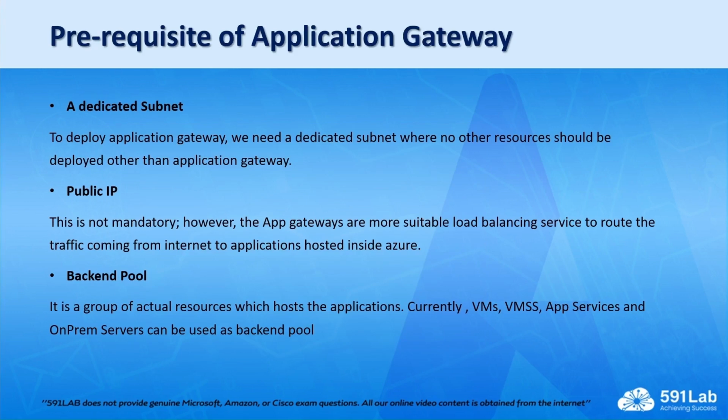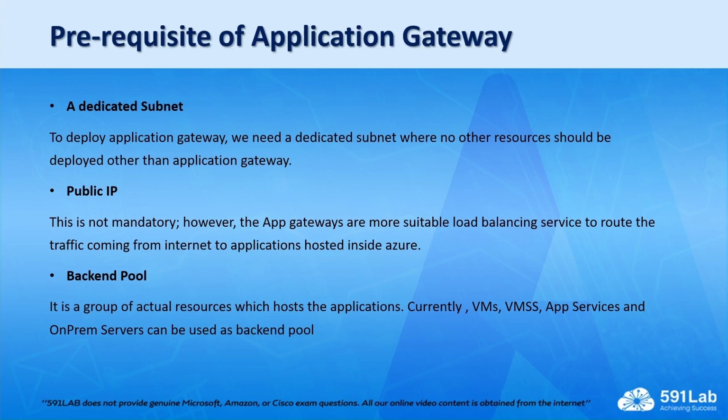First prerequisite is a dedicated subnet. To deploy Application Gateway, we need a dedicated subnet where no other resources should be deployed other than the Application Gateway. So we will have a virtual network, and inside that virtual network, we are going to create a subnet, and we are not allowed to deploy any resources like virtual machines or virtual machine scale sets inside that particular subnet. One subnet must be dedicated to Application Gateway. We need to understand that in that subnet we can deploy more than one Application Gateway, but only Application Gateway.